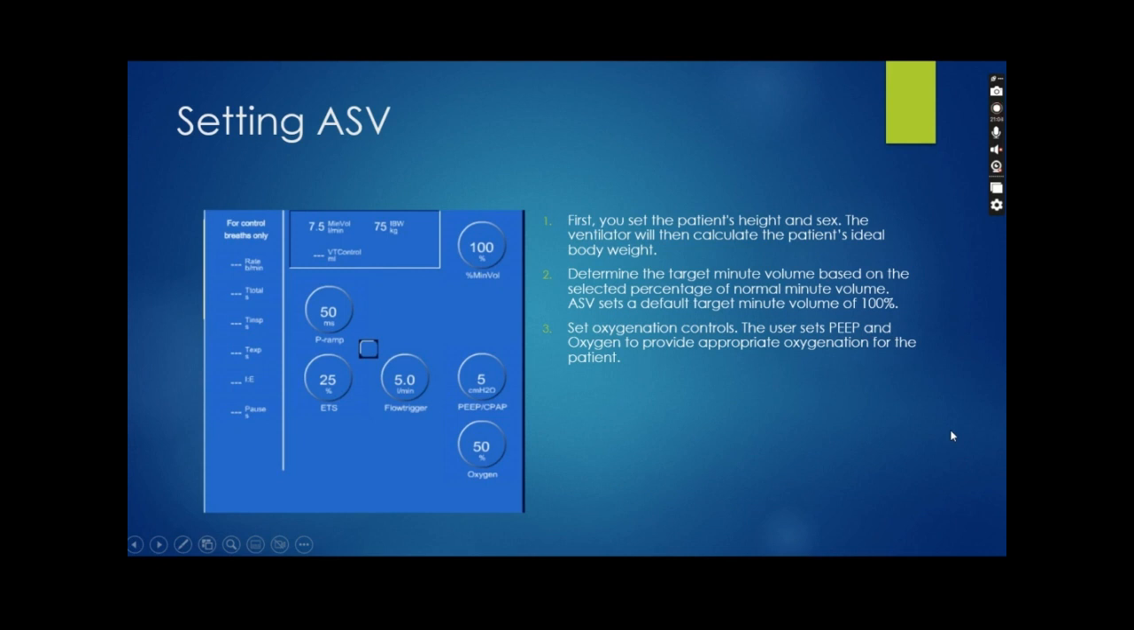Okay, and the next thing that you're going to set is your oxygenation controls, being your PEEP and your FiO2 setting for appropriate oxygenation for that patient. Then you will set the controls for synchronization and lung protection, setting the values for pressure ramp, trigger, expiratory trigger, and maximum pressure limit.